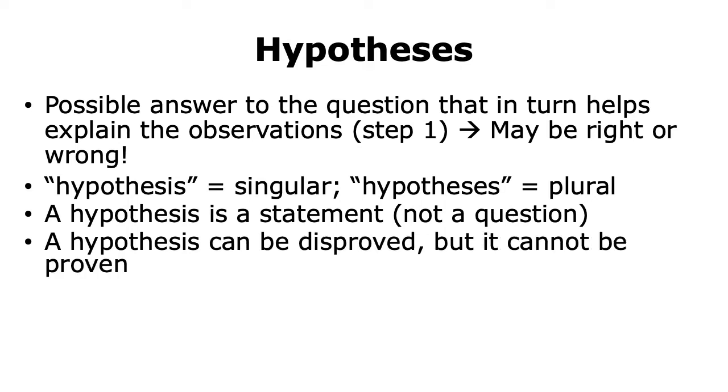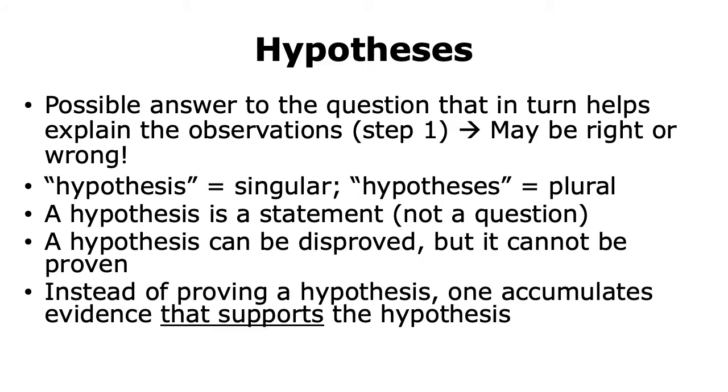When experiments are performed, a hypothesis can be easily disproved, but it is very difficult to prove a hypothesis because there may be some other explanation that the scientist did not think about that is also able to explain the experimental findings. Hence, instead of proving a hypothesis, scientists will accumulate evidence that supports their hypothesis.